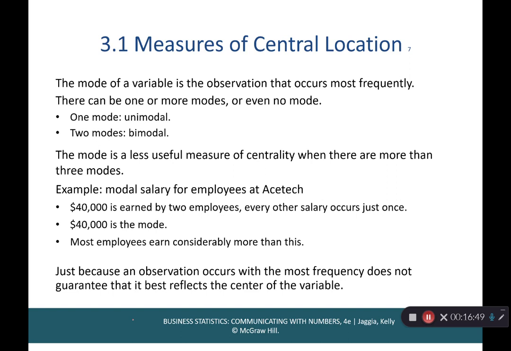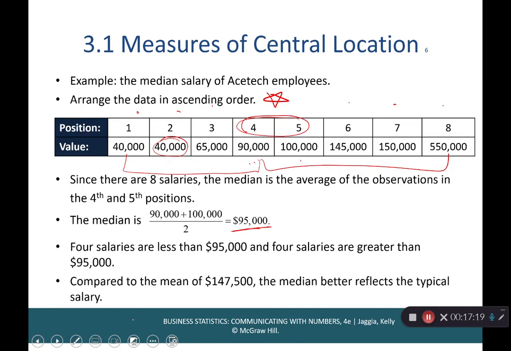The mode is not as useful as the median or the mean and rarely gets reported. It is useful statistically when we're looking at how data is distributed or how it's shaped. But as far as being reported, I don't think it's reported very often. The mode salary for the employees at Ace Tech, if you remember, let me see if I can go back. You see that we have 40,000 listed twice and no other value repeats. So 40,000 would be the mode here and the only mode.